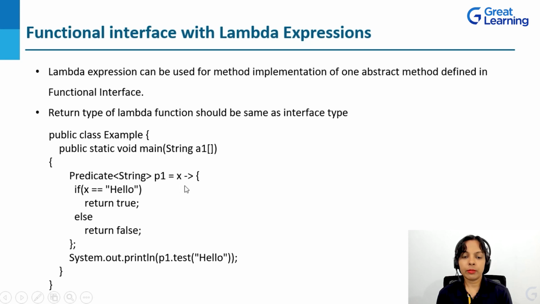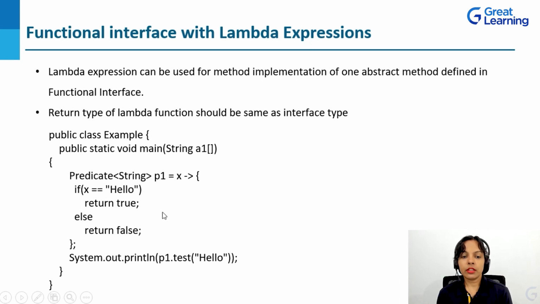The return value after the Lambda expression is executed is stored in an object reference P1, which is of type Predicate. Predicate of type String. So the data type is String, but it is of reference type Predicate. So Predicate is a functional interface.